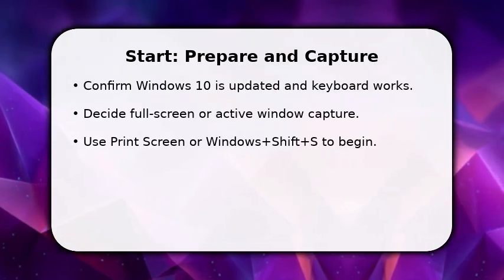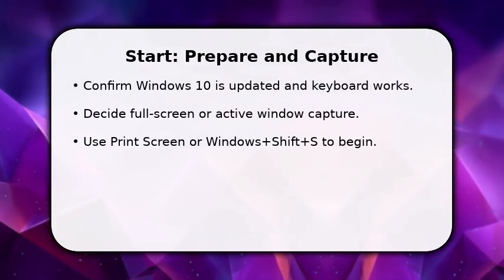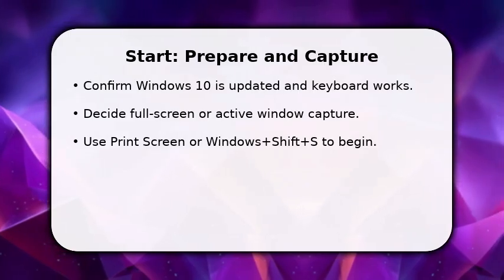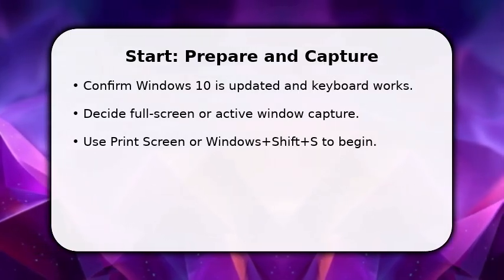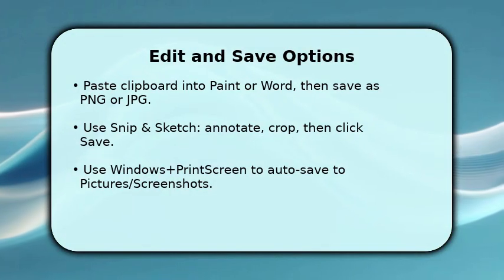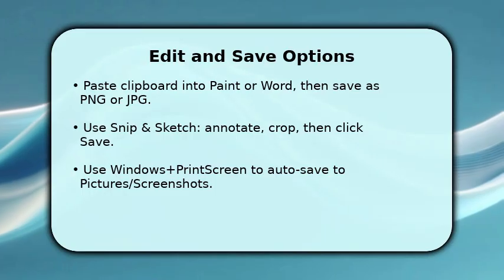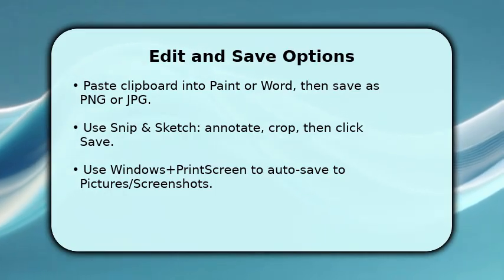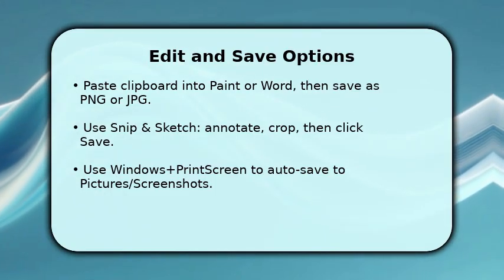Make sure your keyboard responds and any sensitive windows are visible. This step puts the image in the clipboard, so you can paste or edit it immediately in another app. Once done capturing, open Paint or another editor and press Ctrl plus V to paste the clipboard image. That lets you crop or annotate quickly.